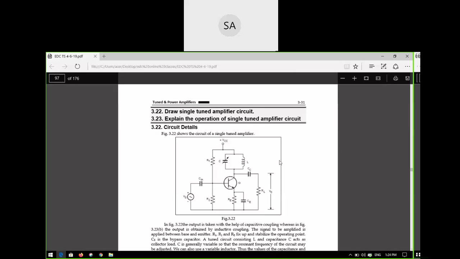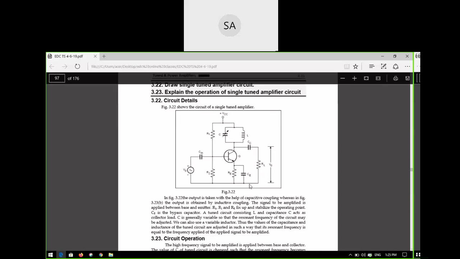So what is an LC circuit? It is a parallel combination of L and C, which is a tuned circuit, or you can also call it a tank circuit. Why is it a tank circuit? The energy is oscillating between two energy storing components, L and C. So that is the reason it is a tank. It is storing the energy, so it is a tank circuit or a tuned circuit.